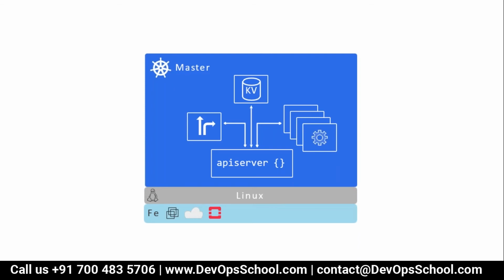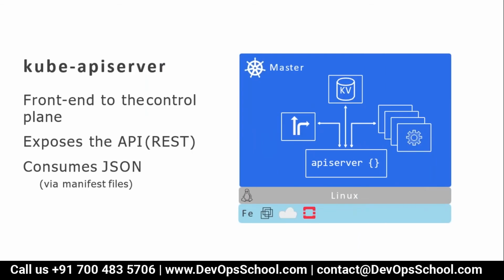Now, what is the API server? Let's read some of this stuff here. The Kubernetes API server is the first component of the master node. When I read it, it says front end to the control plane. That means it's a front end to the control plane, exposed with RESTful APIs. That means this can be accessed using the RESTful API. And when you want to send some instruction to the API server, it consumes JSON format only. So that's the API server.